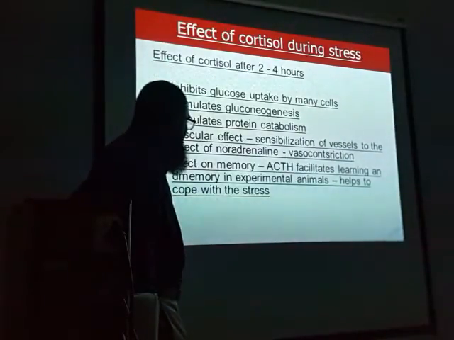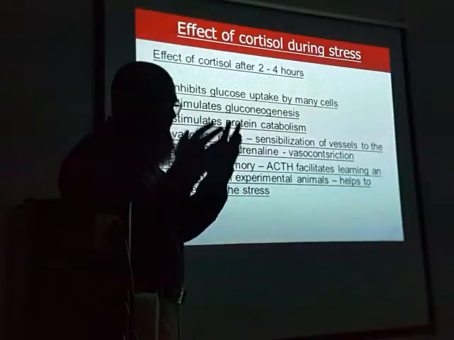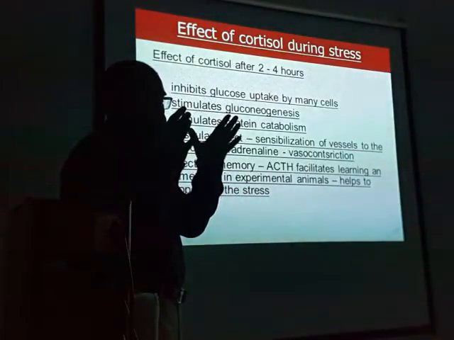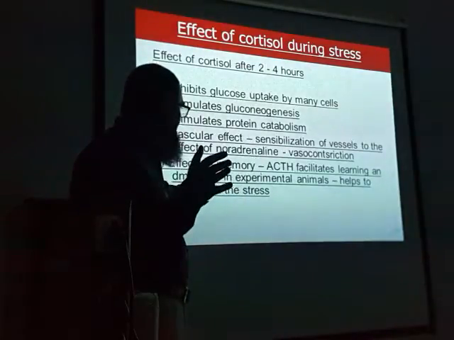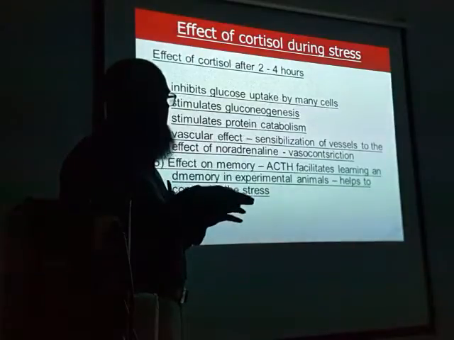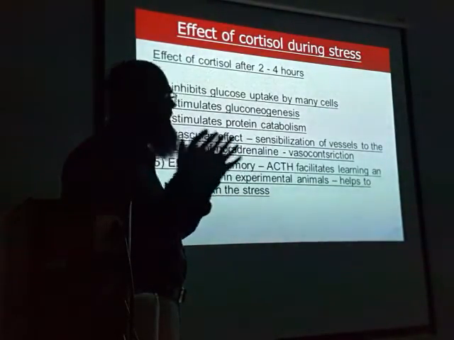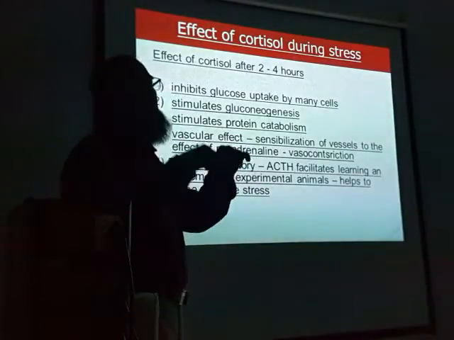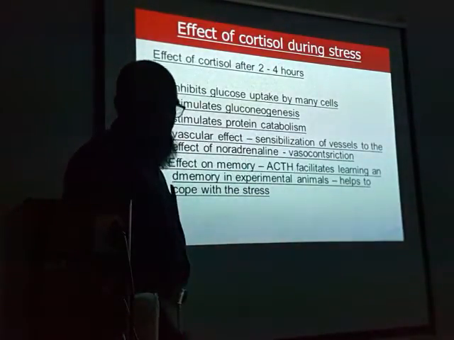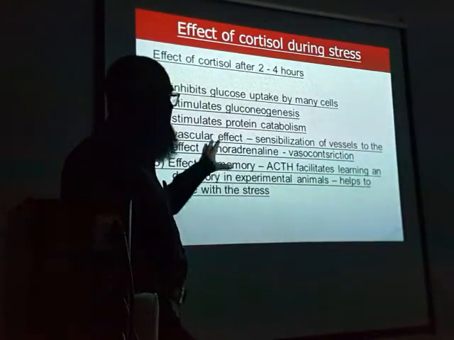Then effect on memory. ACTH facilitates learning and memory in experimental animals to cope with the stress, because during stressful conditions the memory also should be maintained. It is seen in experimental animals that through ACTH, the cortisol helps facilitate learning and memory during stressful conditions also. So is it clear how cortisol helps in stress?